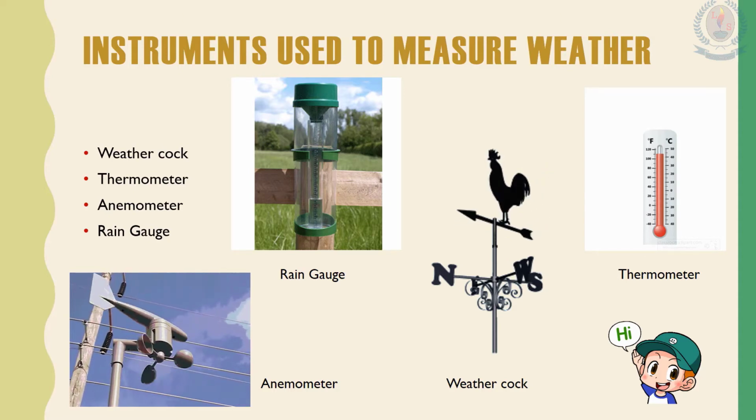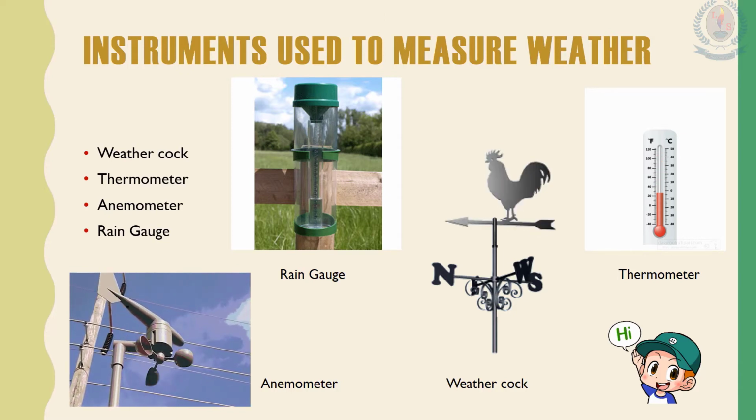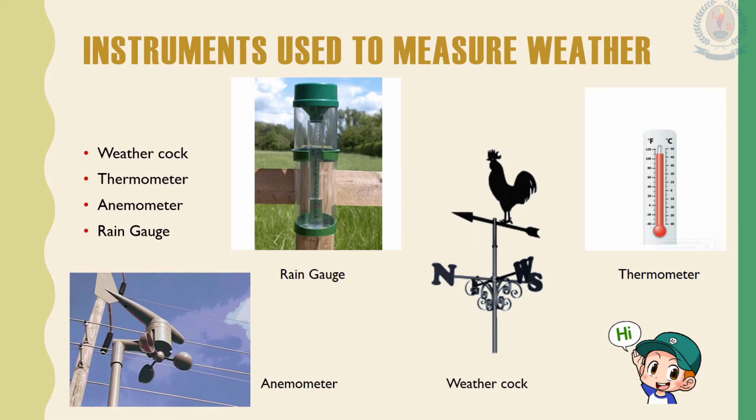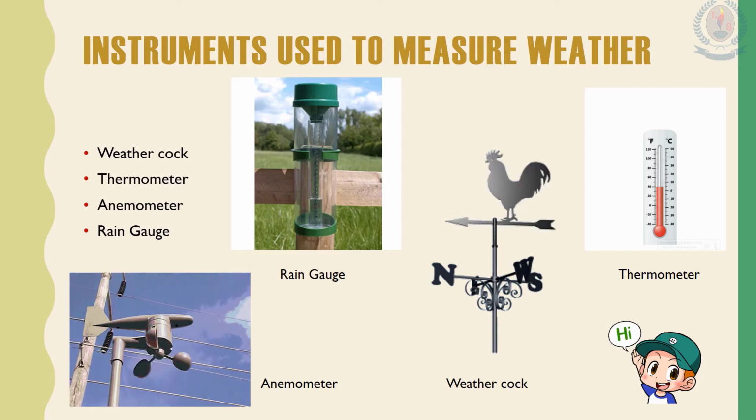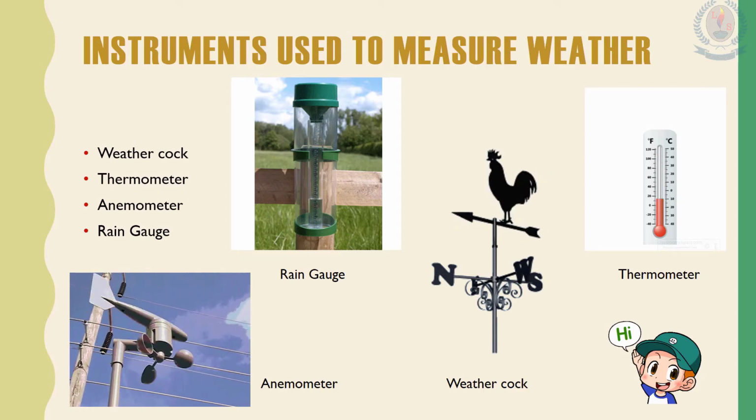Thermometer. A thermometer is an instrument used to measure temperature. As the temperature changes, the volume of the mercury also rises or falls, indicating the change in the temperature. Anemometer. An anemometer measures wind speed. Where can we see an anemometer? They are commonly used in weather stations.